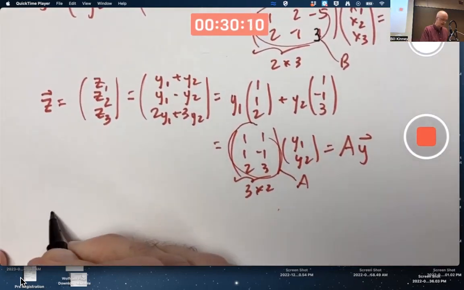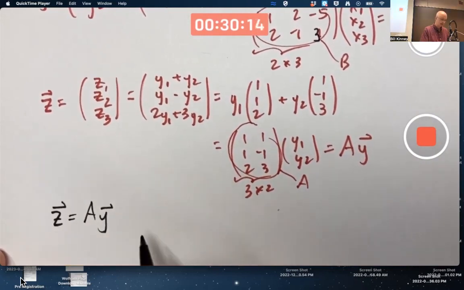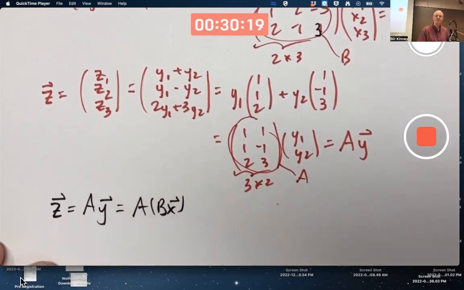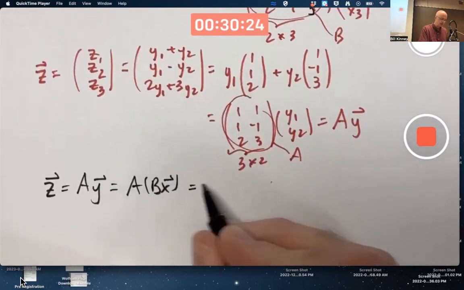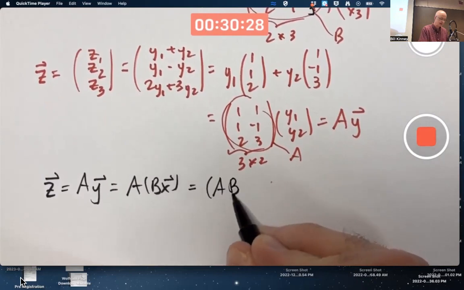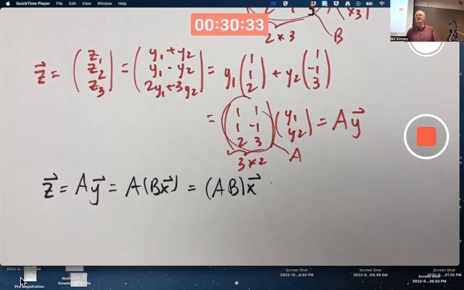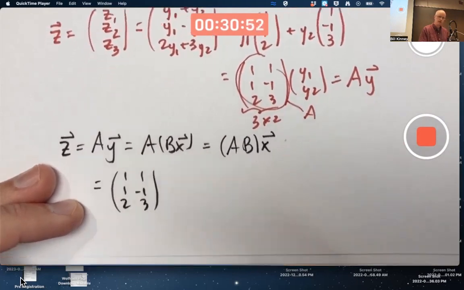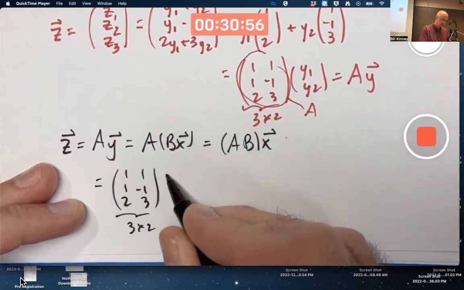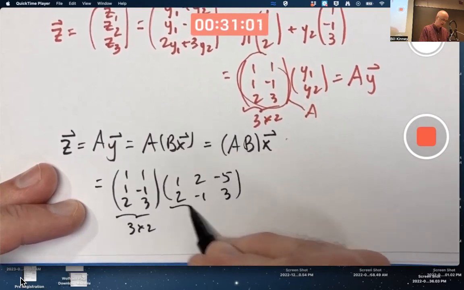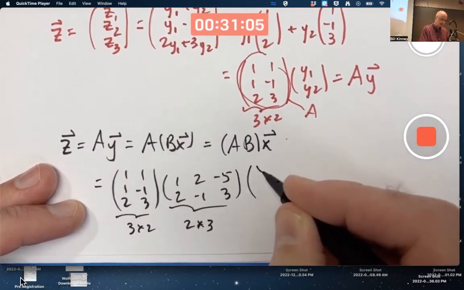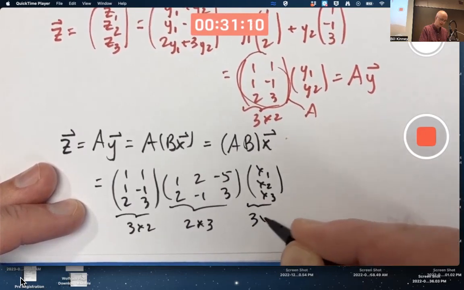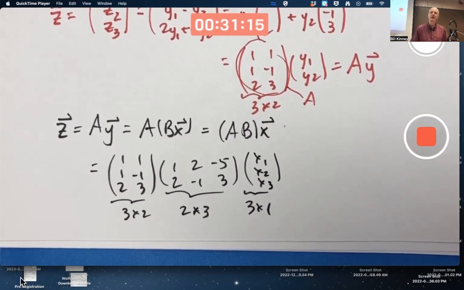So in vector form, Z depends on X in the following way. Z equals A times Y, but Y equals B times X. And the associative property works here, though that takes proof. This is really A times B times X. So the matrix A times B, if you use this notation, is supposed to be the matrix product you compute to find the equation for this linear transformation. A is 3x2, 3 rows, 2 columns. B is 2x3, 2 rows, 3 columns. X is 3-dimensional. You could think of that as a 3x1 matrix. Column vectors can be thought of as matrices.